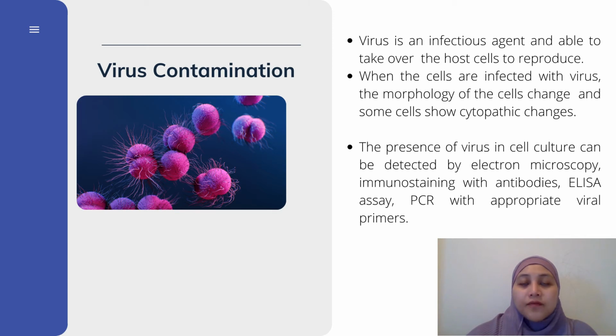How do we identify the presence of virus? Well, the first method is by using an electron microscope. Secondly, we can use immunostaining with antibodies. Thirdly, ELISA assays. And lastly, we can use PCR with appropriate viral primers to identify the presence of virus in the cultured cells.